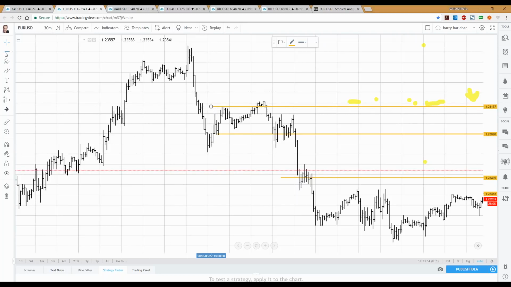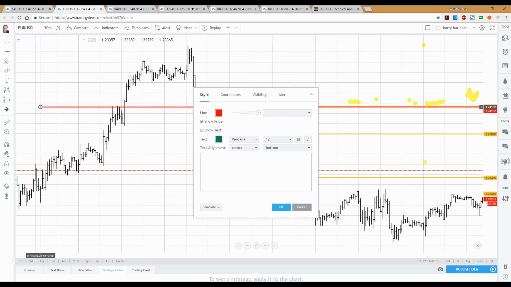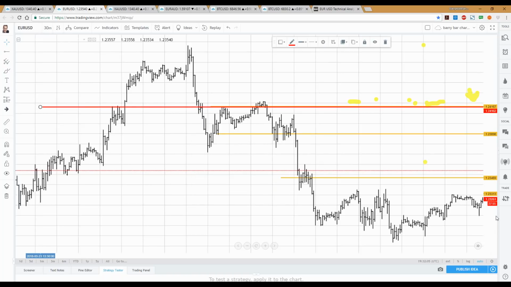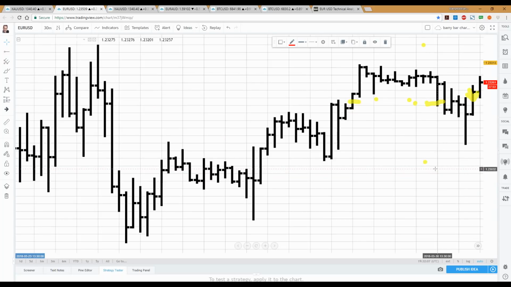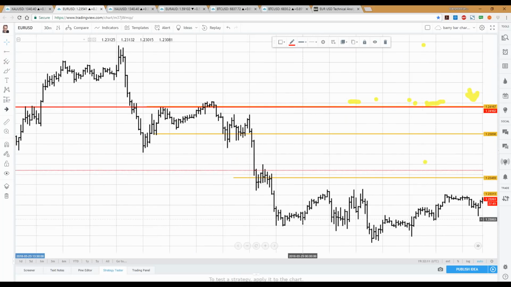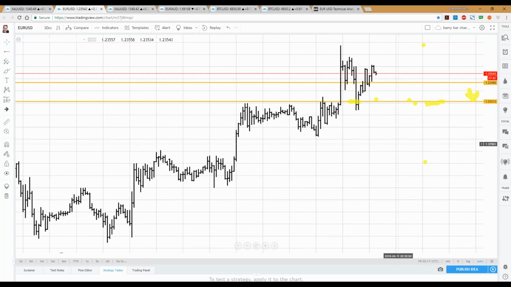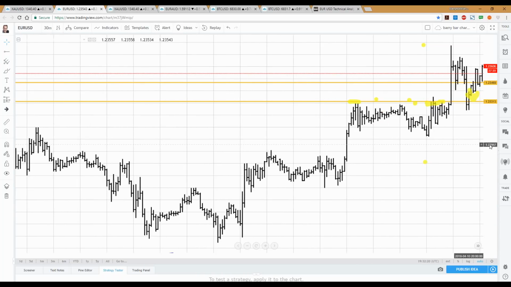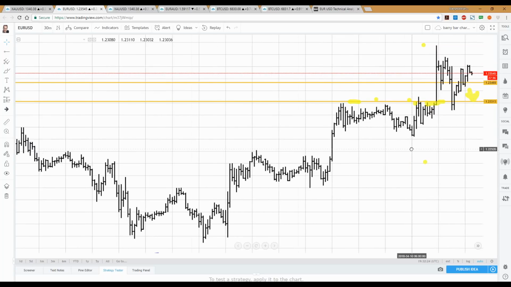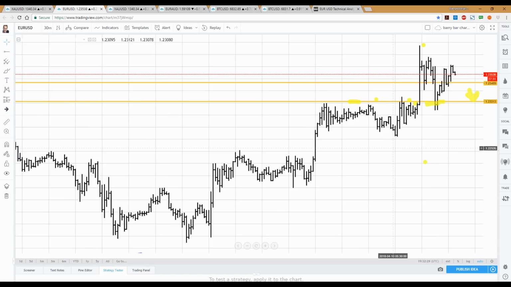Let's see if we can. Okay. So at this point, we don't have anything. Now, if we were steadily following the euro, we might, because see, you can draw these lines and leave them on your chart for a very, very long time. And leave them sit there because they will always become valuable.